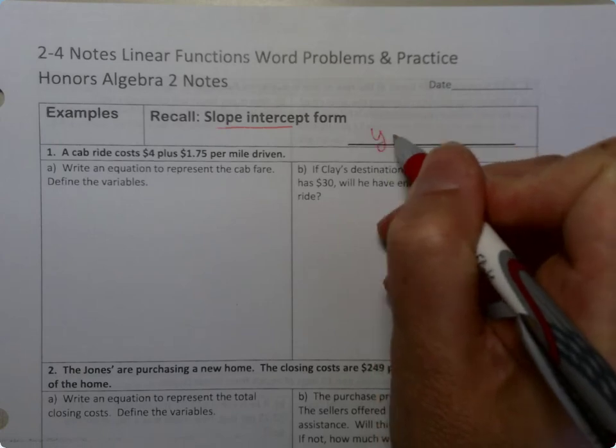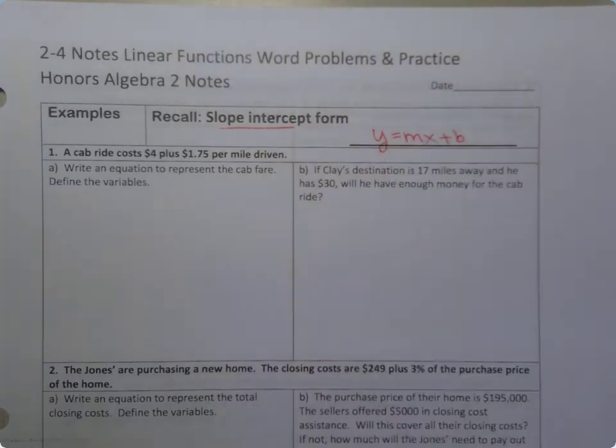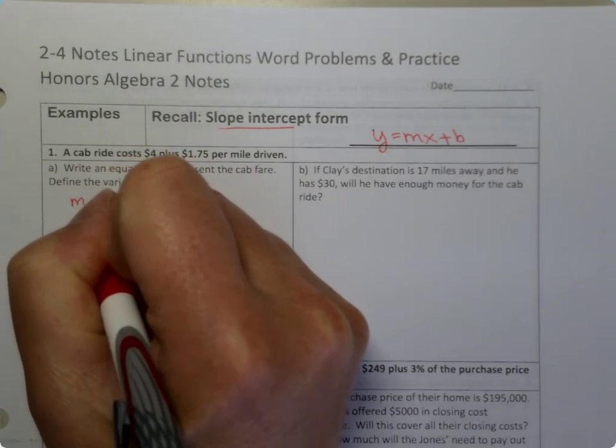Y equals mx plus b. So that is the form we're working with today, slope intercept form. And anytime we're going to do a word problem, we have to define our variables. That is going to be part of your credit. Now, if you just want to use X and Y, you can. And if I was graphing, I would definitely use X and Y. But since we're just doing a word problem, I'm going to use variables that mean something to me. So I'm going to use M and I'm going to use C.